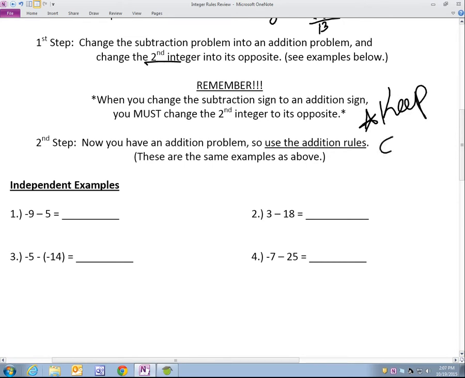Keep, change, change. Keep, change, flip doesn't change. It doesn't rhyme either, but it's catchy. To be referring back to dividing fractions, it was keep, change, flip.